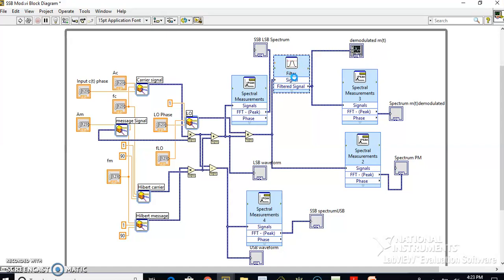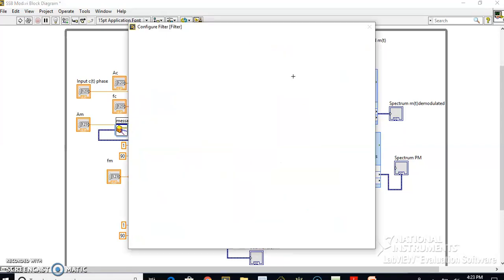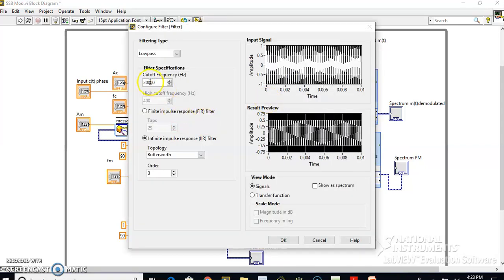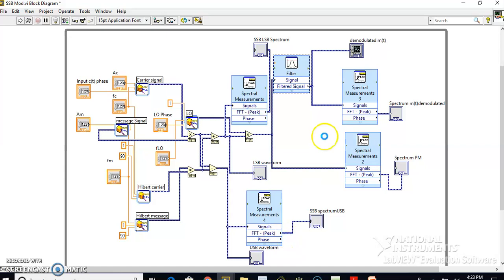This is fine. And we have a spectral measurement so that you can see the spectrum of the demodulated waveform, and of course you can also see the waveform. We are seeing the spectrum of the product modulator output, which is going to have the message signal and a high frequency component. So let us go to the block diagram, the front panel, and just now conduct the experiment. This is the front panel of the SSB. So let me run it now.